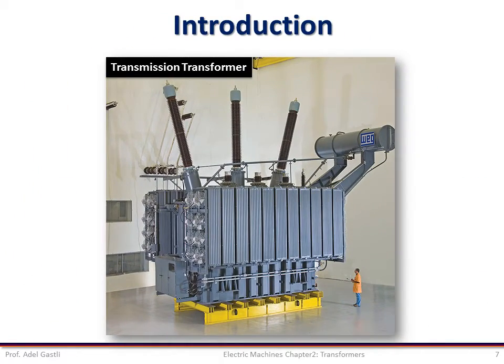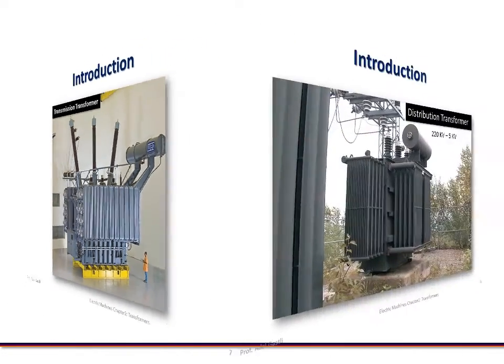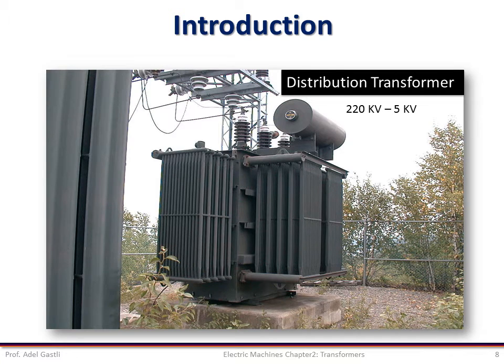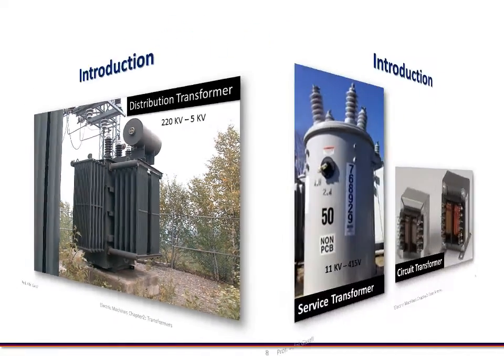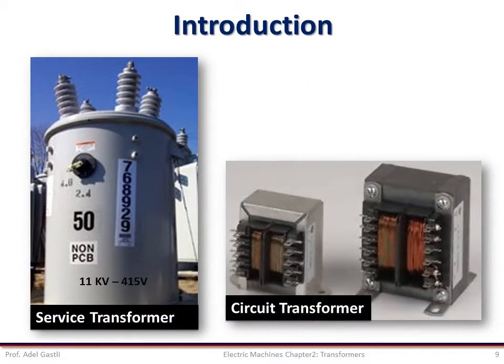This photo shows a large transmission transformer used for boosting the voltage to very high values, a few hundred kilovolts. This photo shows an example of a distribution transformer which steps down 220 kilovolts to 5 kilovolts. These are examples of service transformers, 11 kilovolts to 415 volts, and circuit transformers which step down the voltage to a much lower voltage to be used for electronic circuits.